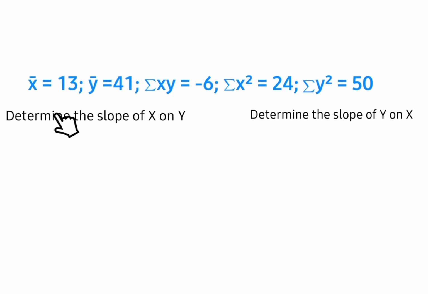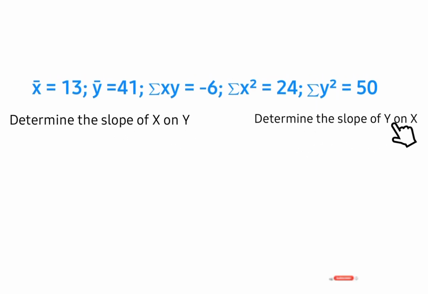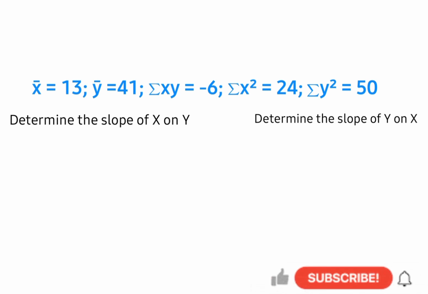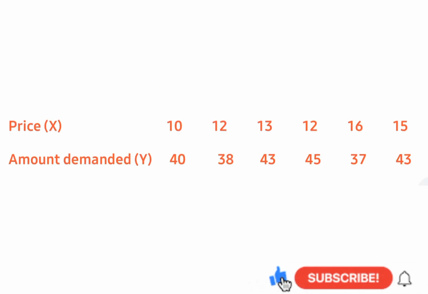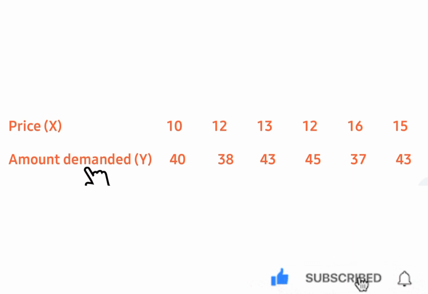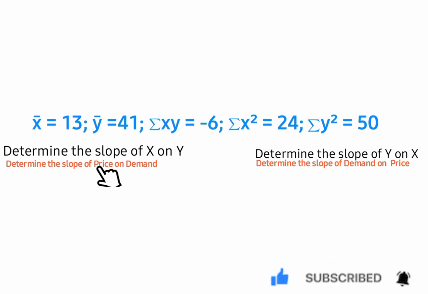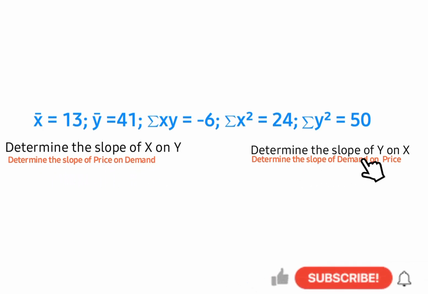This step says determine the slope of x on y and also determine the slope of y on x. Let's go back to our table. In our table here, price is denoted with x, while amount demanded is denoted with y. So the slope of x on y simply means the slope of price on demand. Also, the slope of y on x means the slope of demand on price.